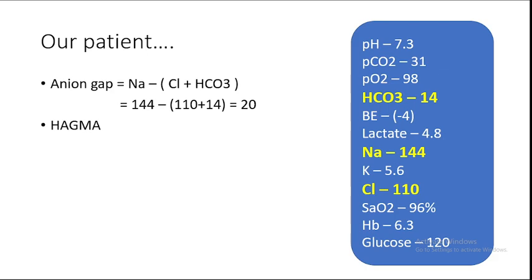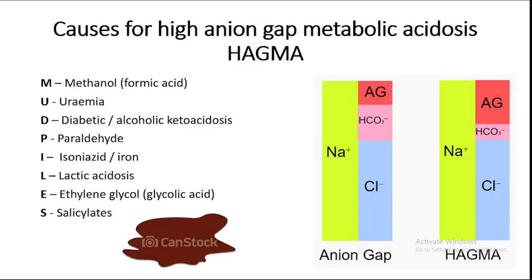So we already know that our patient has a metabolic acidosis which is partially compensated. So we are going to measure the anion gap. Anion gap: sodium 144 minus chloride 110 and bicarbonate 14. So the value is 20. So our patient has a high anion gap metabolic acidosis.